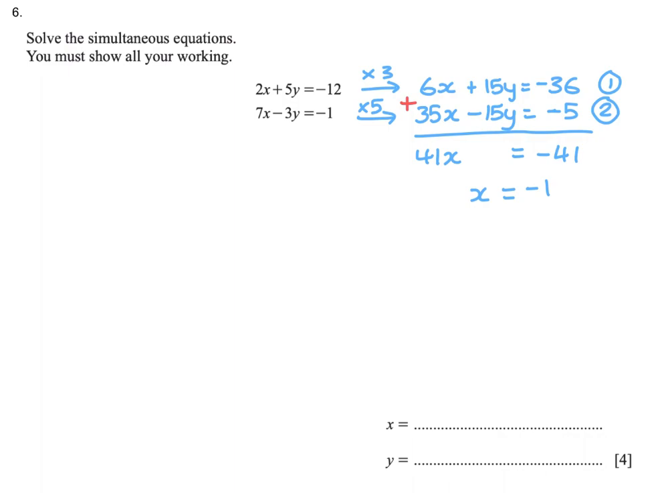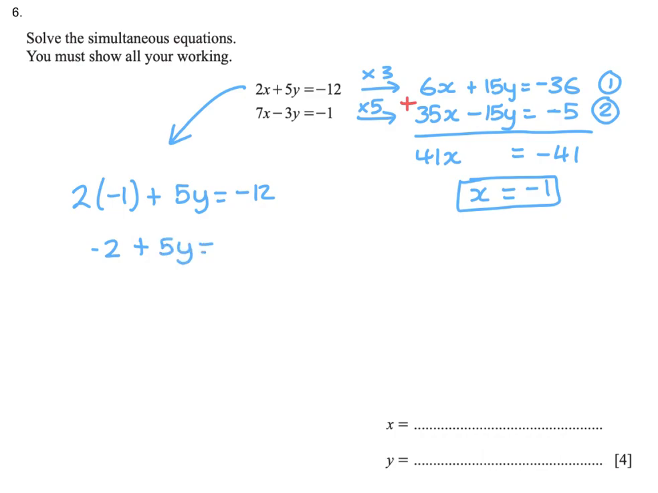And now I can substitute into either equation, any of the 4, to find my y value. I know that my x value is minus 1. So if I take this first one here, for example, 2 lots of minus 1 plus 5y is equal to minus 12. And therefore minus 2 plus 5y equals minus 12. So if I add the 2 to both sides, 5y is equal to minus 10, and therefore y is equal to minus 2. And that would then be my final answer. y is minus 2 and x is minus 1.